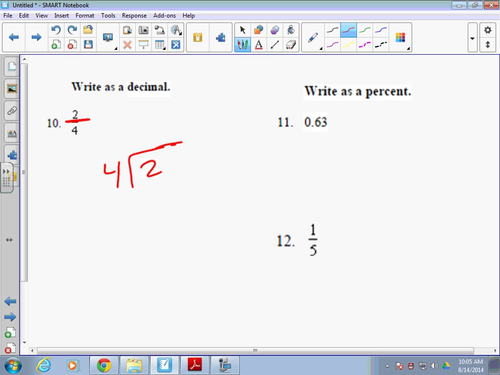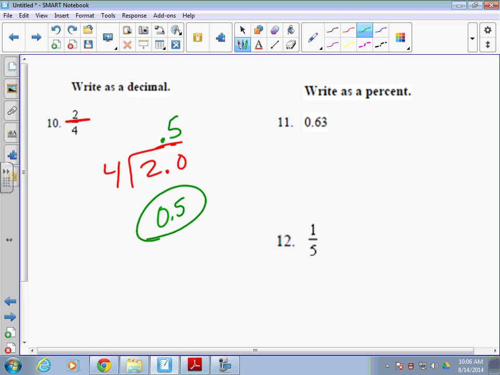You know 4 doesn't go into the number 2, but you can add a decimal with a 0. You know it goes into the number 20 5 times. The decimal's right there, so you actually wind up with 0.5 as your decimal. You could have said 2 over 4 is the same thing as 1/2, and you know that 1/2 is 0.5. You do the same thing.